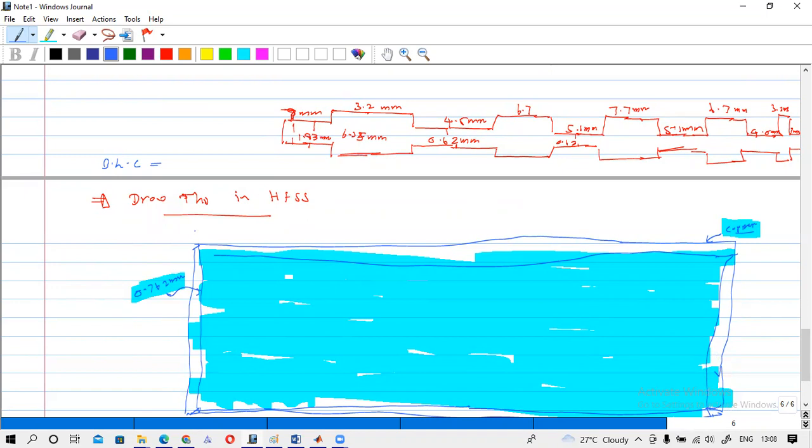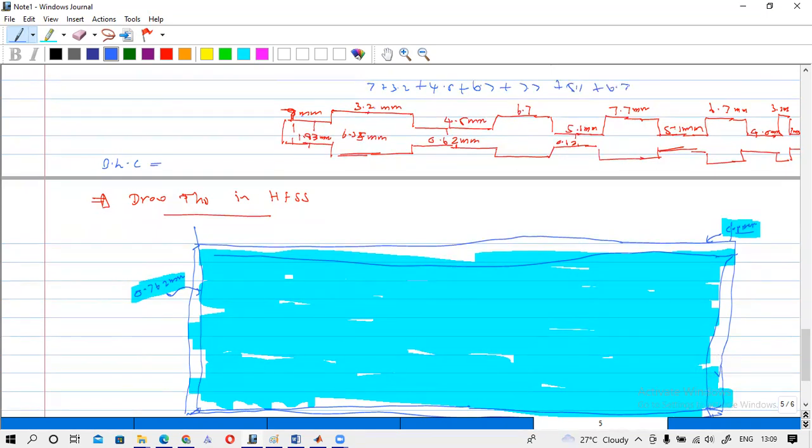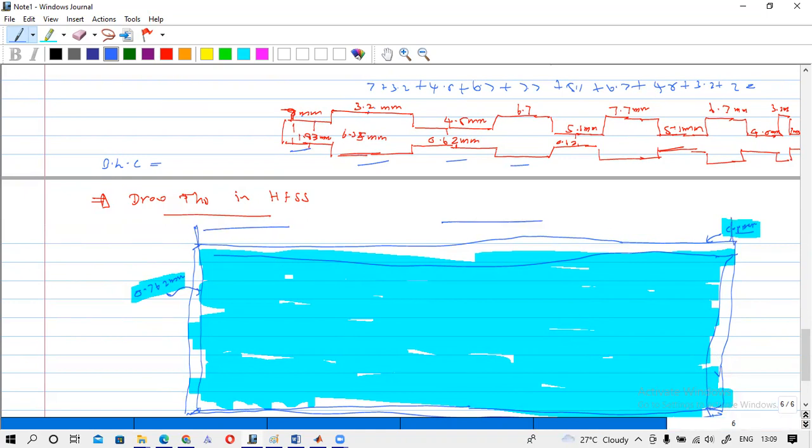Once you get the length of this sheet, you can get this value by adding them together: 7 plus 3.2 plus 4.5 plus 6.7 plus 7.7 plus 5.1 plus 6.7 plus 4.5 plus 3.2 plus 7. So you can get this length, and you can put the same length here for this section.